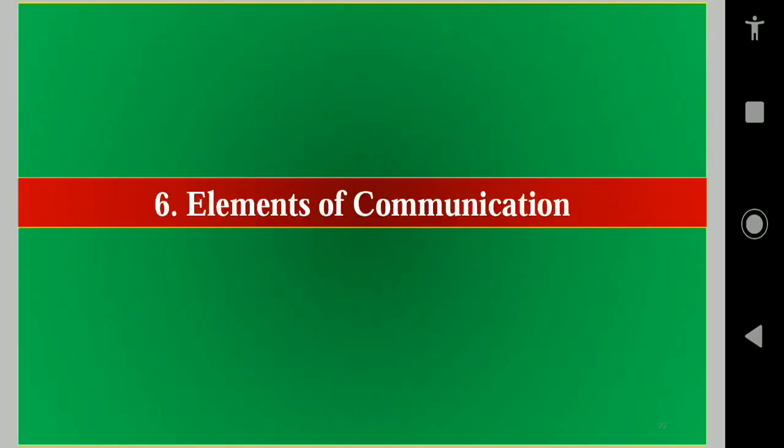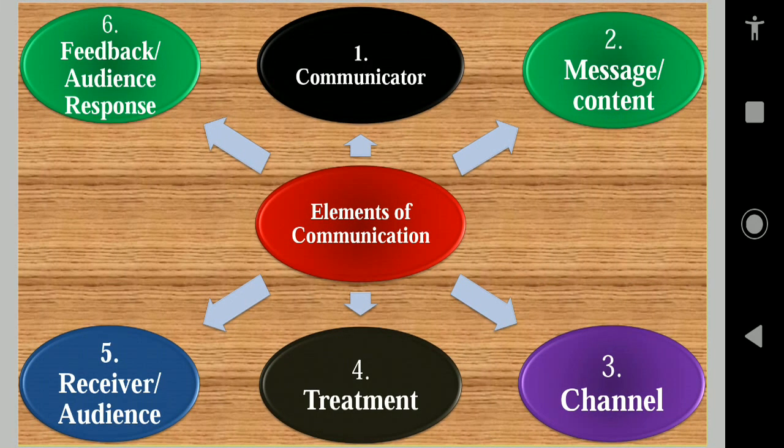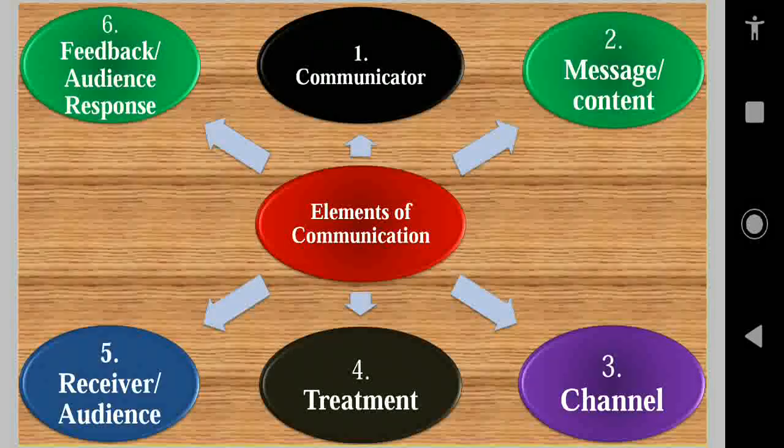Next, coming to the elements of communication. In elements of communication, we will read the Ligands model of communication, which involves six elements: communicator, message, channel, then treatment and presentation, then receiver or audience, and last is response or feedback. Here you can see the elements. First is the communicator, then message or content, also called content, channel, treatment, receiver or audience, and last is feedback or response, the audience response.